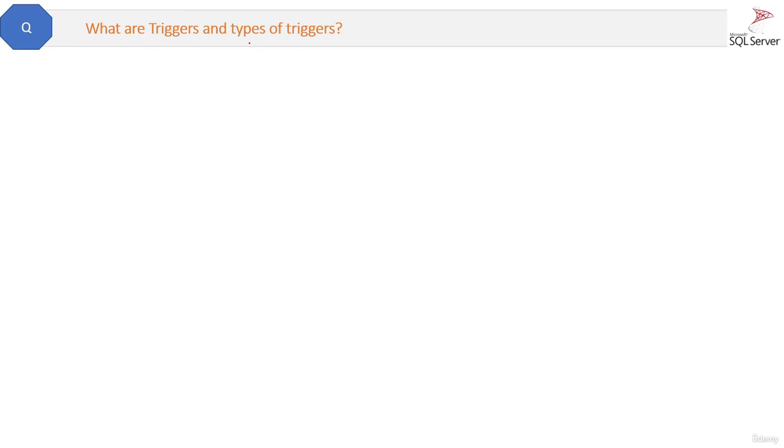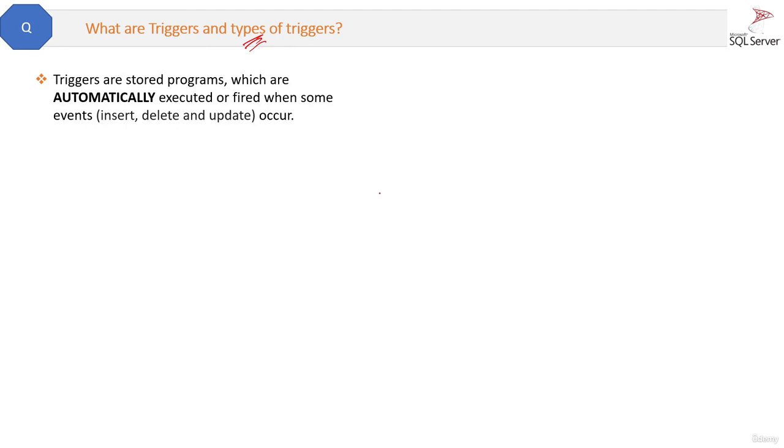What are triggers and the types of triggers? Let's see the definition first. Triggers are stored programs which are automatically executed or fired when some event like insert, delete or update occurs.